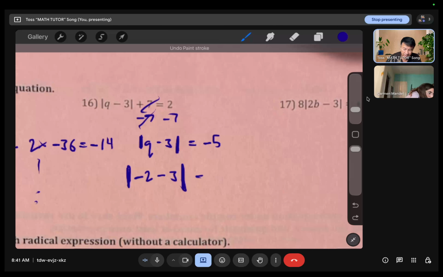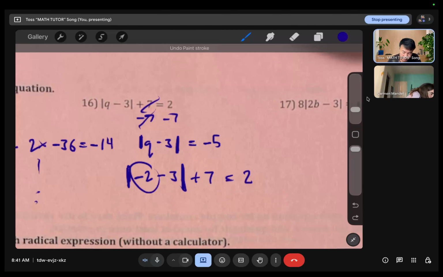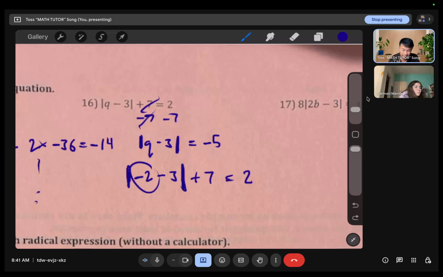Okay, now I'm going to plug it into the original. Negative 2 here, okay? Original says it's plus 7. Will that give you a 2? No. Here's why. If I simplify this, it's a negative 5 in between the bars. It turned into a positive 5 after you evaluate the bars, right? After you deal with the bar. So here, it's never equal to 2.